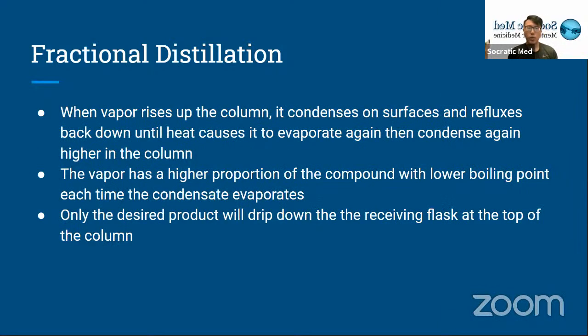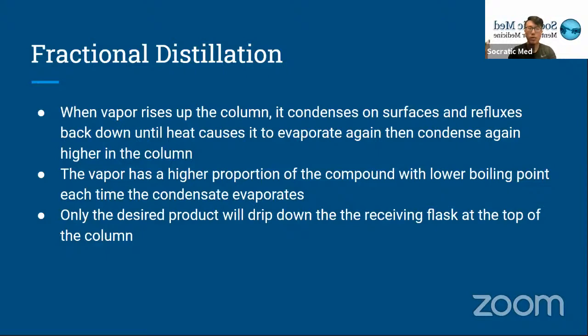How this works is when the vapor rises up the column, it condenses on those surfaces in the fractionation column and refluxes back down until the heat causes it to evaporate again and then condense again, higher in the column. So basically, it's repeated rounds of evaporation and condensation until it reaches the top of the fractionation column and then goes into the condenser.